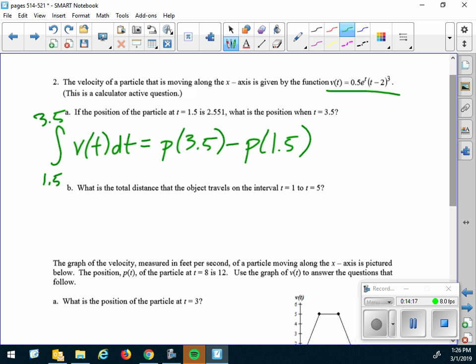Now, let me say something to you on the AP exam. This would obviously be a calculator active question. If it was on the free response part, you don't have to write that function right here. You can write the integral of v of t dt if v of t is given. You don't have to sit and write this whole thing out. You can just write this, and that's just fine, okay?